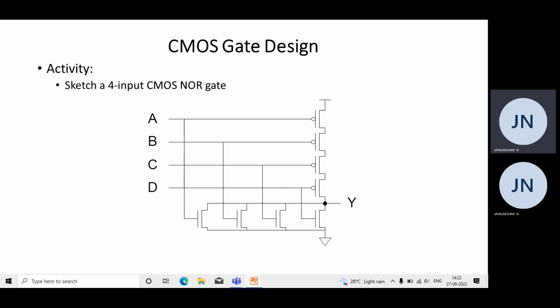Next, this is the circuit schematic diagram of the 4 input CMOS NOR gate. The 4 input CMOS NOR gate is nothing but A plus B plus C plus D whole bar. The plus operation indicates that the PMOS transistors should be connected in series and the NMOS transistors should be connected in parallel. And here we have 4 inputs A, B, C and D.